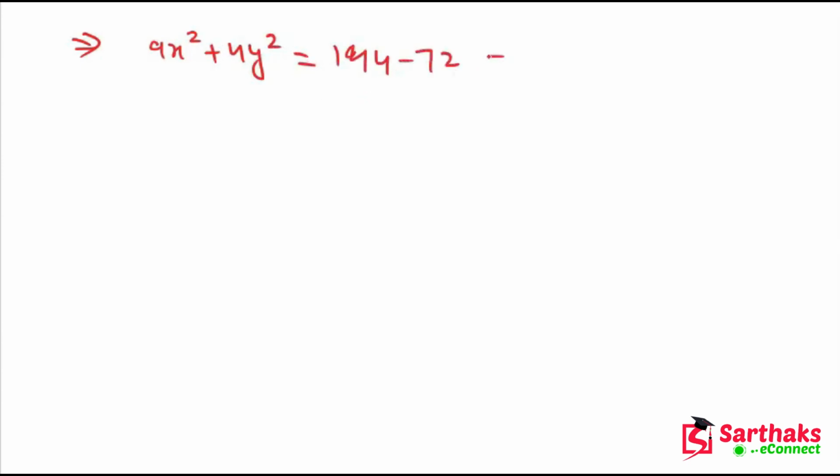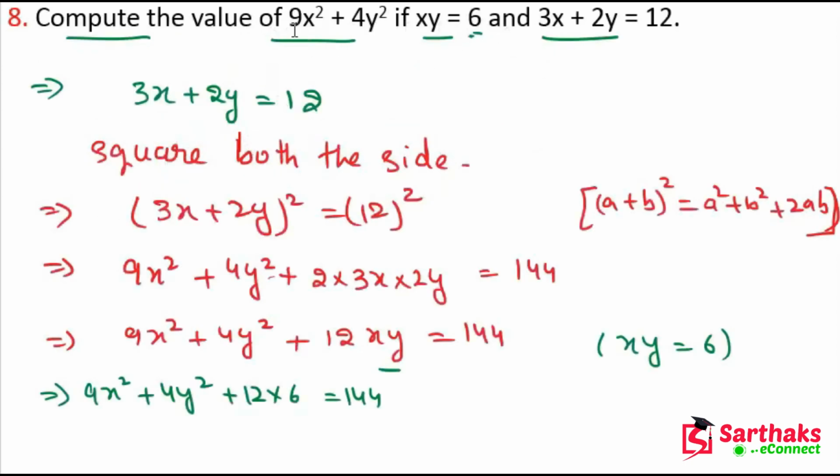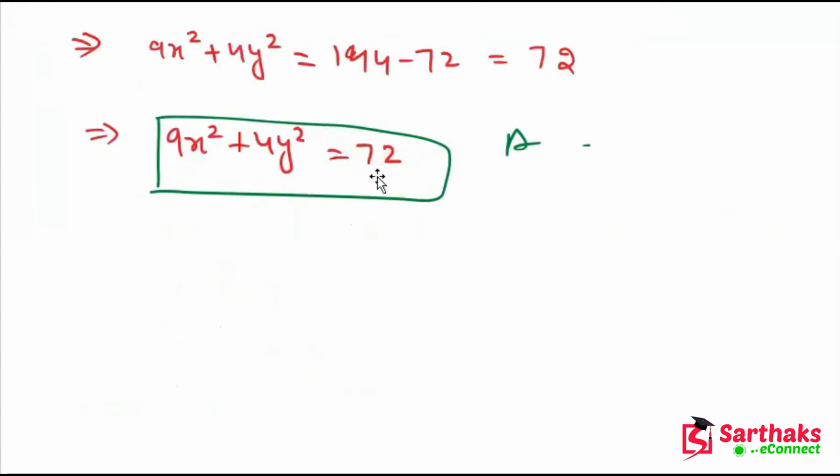So this will give, my dear friends, if we subtract this, we get 72. So 9x square plus 4y square is equal to 72. This is the required result, and we had to find 9x square plus 4y square, which is equal to 72. I hope, my dear friends, you understand these things.